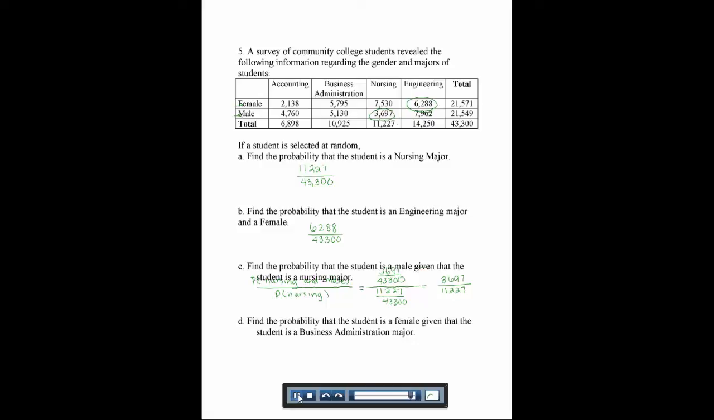business administration. So we're going to look at the total business administration. Since that's the given, that's going to be our denominator. Okay, and then we want female given that, so we're just going to look at the female business administration. So our final probability is 5,795 over the 10,925.